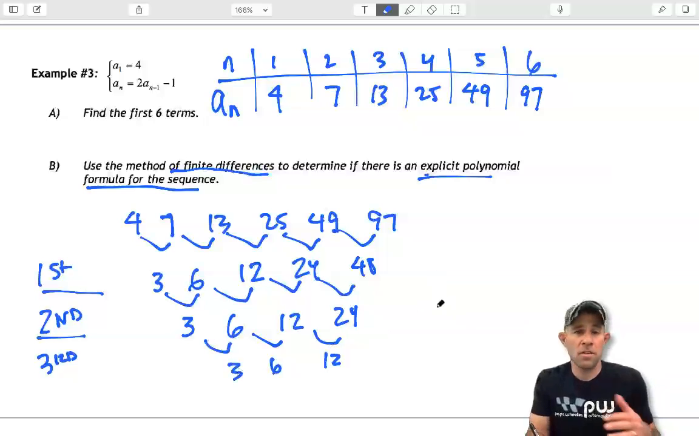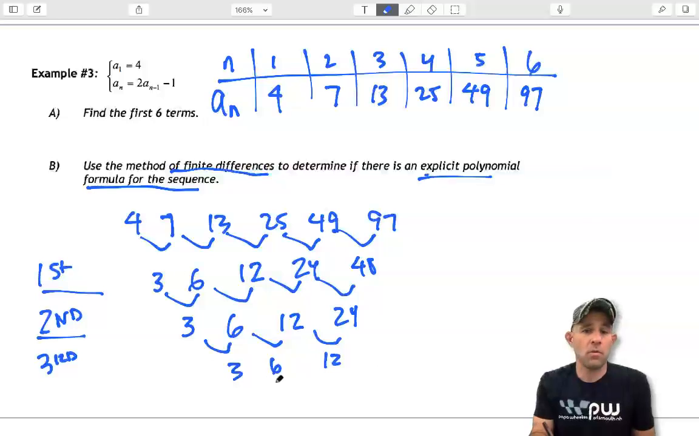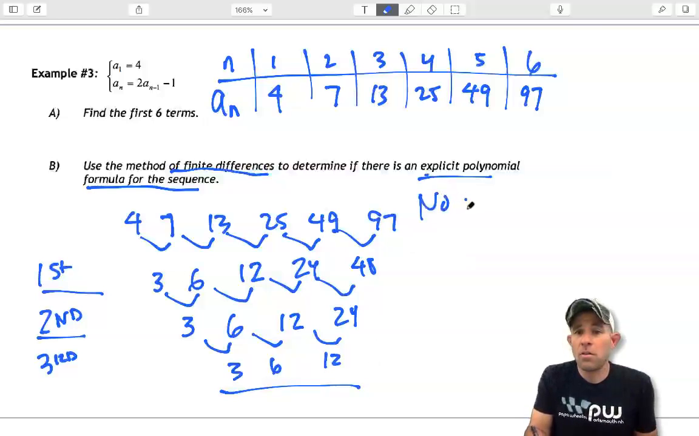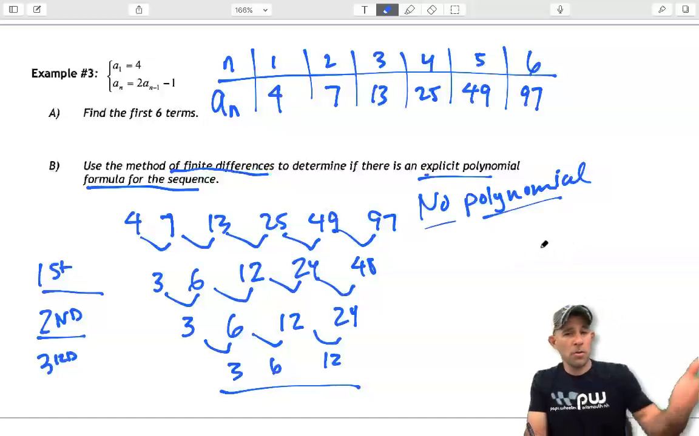So you can see that there's going to be no set of differences here in our y values that will be constant, that will be the same. So we say that there is no polynomial that models this data. So no polynomial for this data.